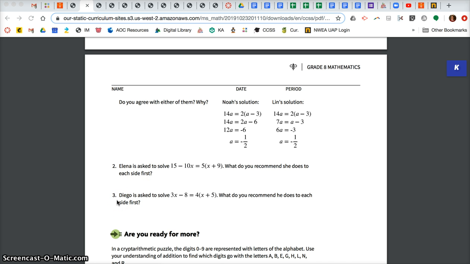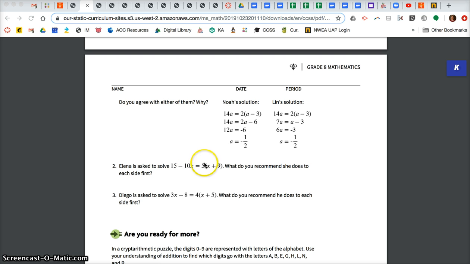Now for question 3, I'd like you to do the same thing. How should Diego solve this equation? Do you think he should distribute the 4 first? Or do you think he should divide both sides of the equation by 4 first? What do you think he should do? Go ahead and think about it, and then we're going to discuss number 2 and 3 in just a moment. Hopefully you're able to write down some answers. If you need more time, go ahead and pause the video now.